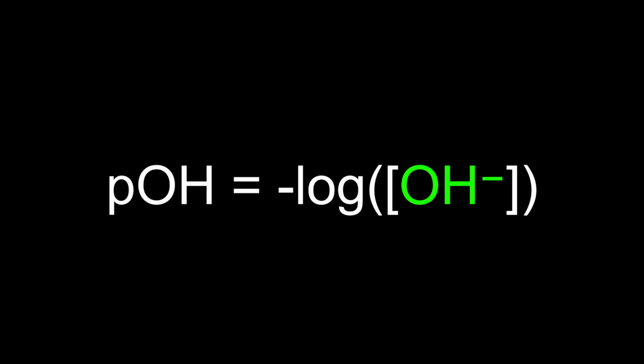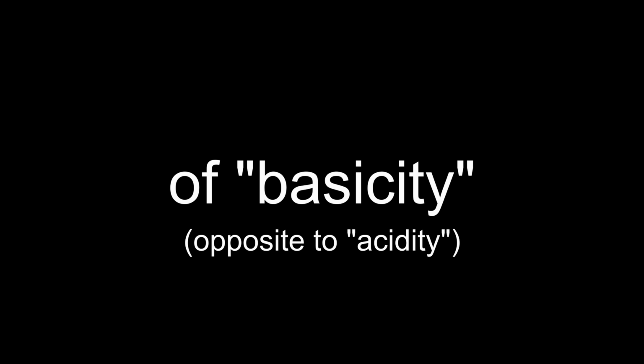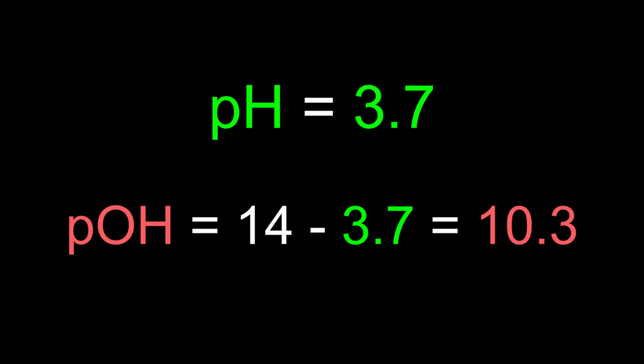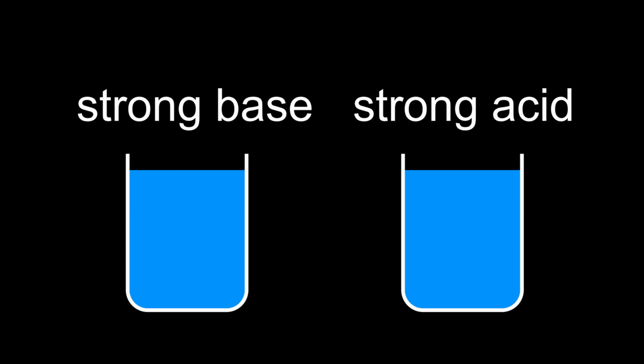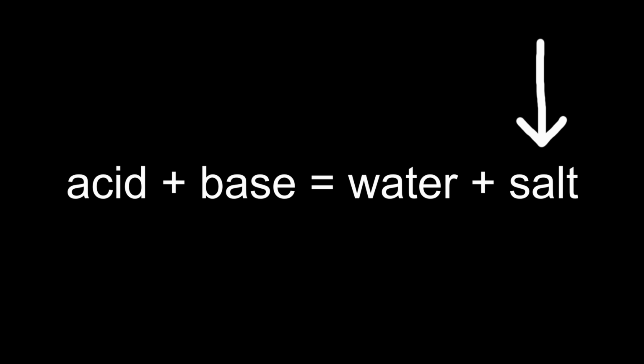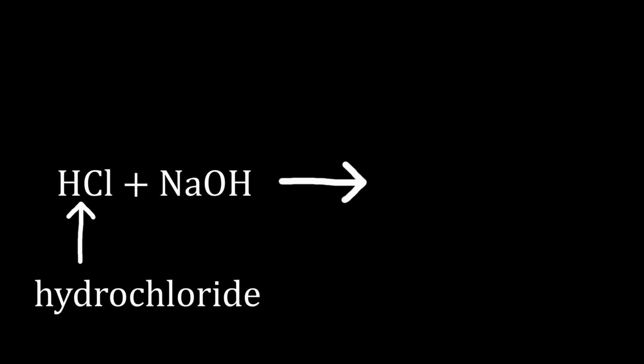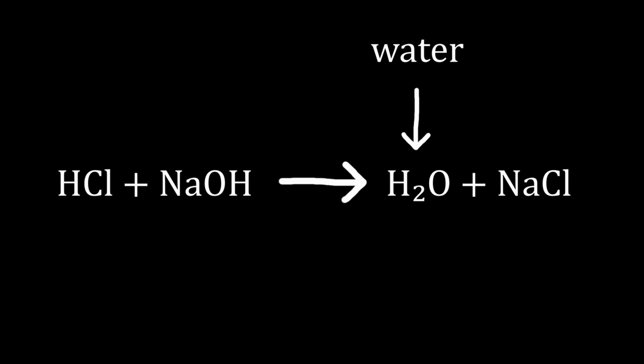You can do the same thing with hydroxide ions and you will get the pOH, which keeps track of basicity. Fun fact, the pH and pOH will always add up to 14 because they counteract each other, so by knowing one, you know both. Now, if you have a strong base and a strong acid and you pour them together, no, they will not explode, they will neutralize by forming water along with the salt, which is neutral. For example, hydrochloric acid and sodium hydroxide will form water and table salt.